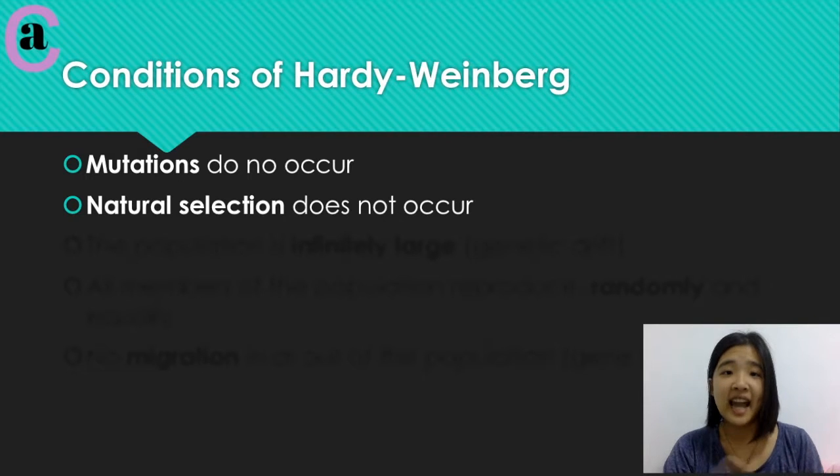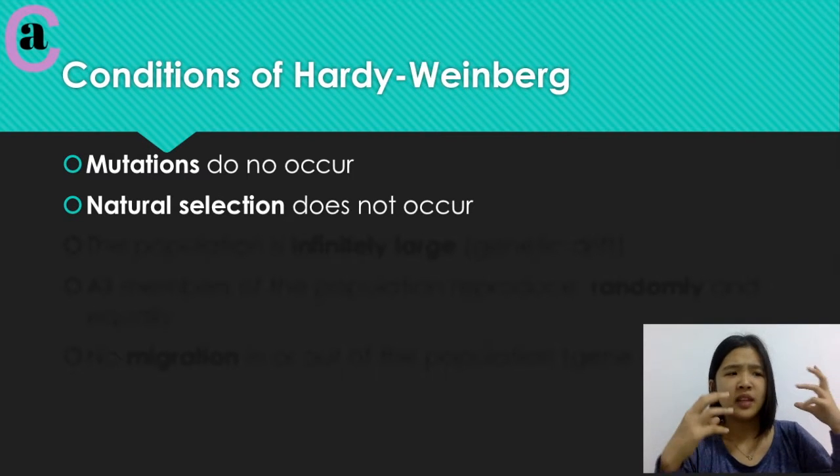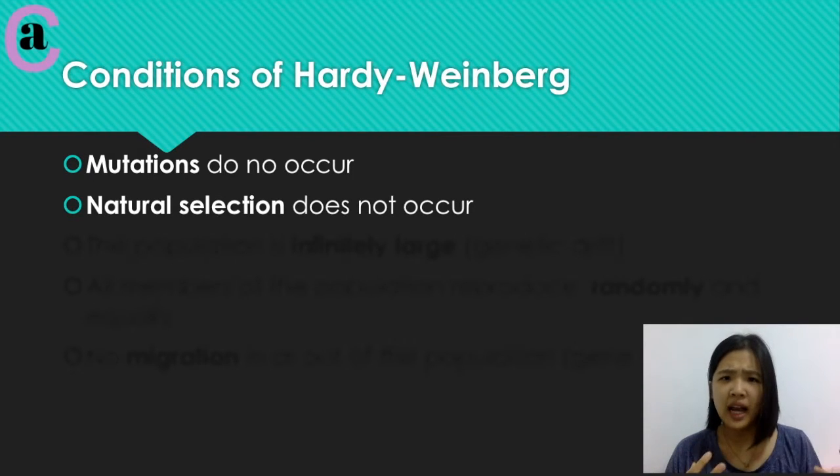Second is that natural selection does not occur. Normally, bigger animals, stronger animals tend to survive and reproduce more. But in the condition of Hardy-Weinberg, if we were to have this equilibrium, that would not occur.